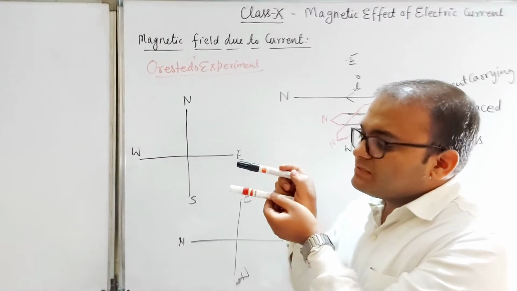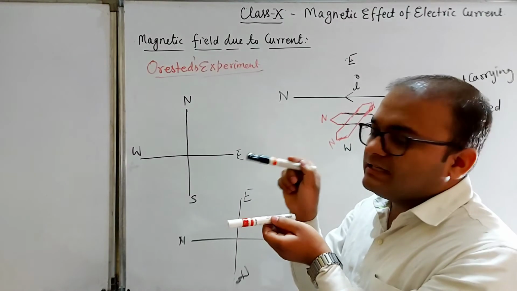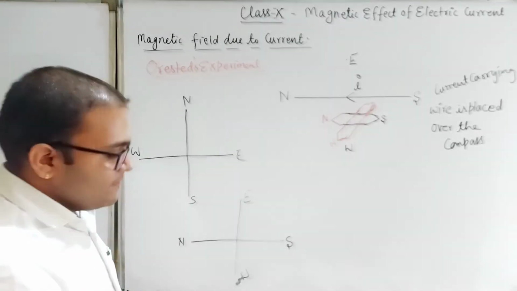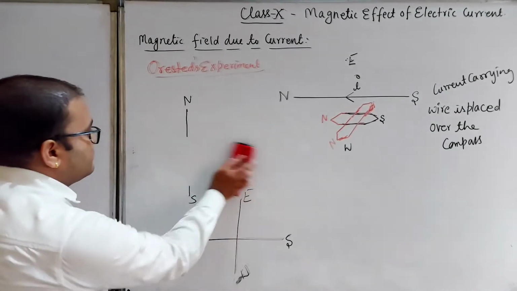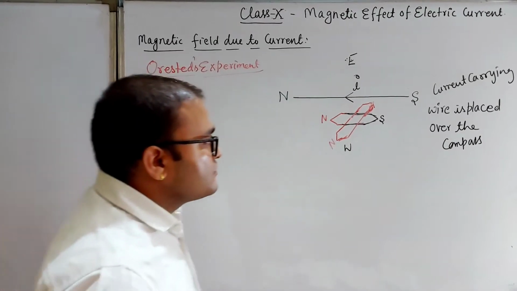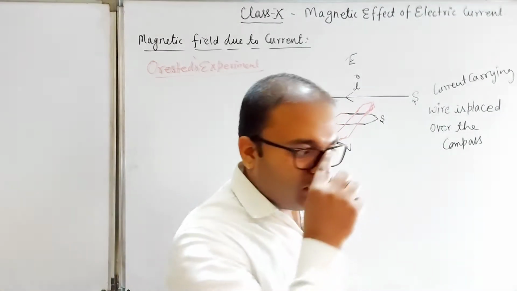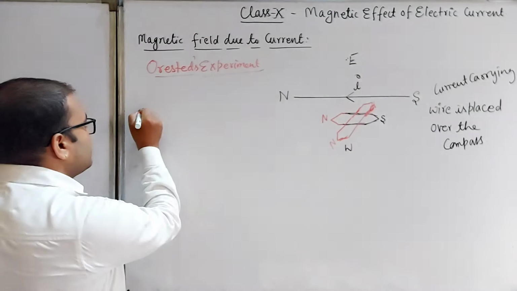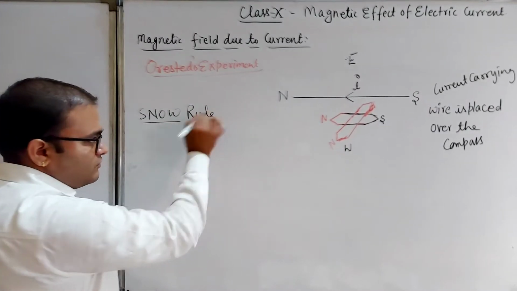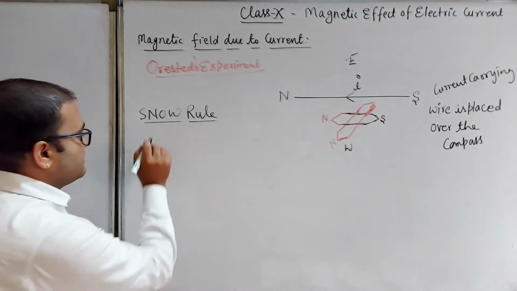So the magnetic needle is deflecting, meaning this current carrying wire is producing a magnetic field. In this condition, we call this the SNOW rule. What is the SNOW rule? Please listen.